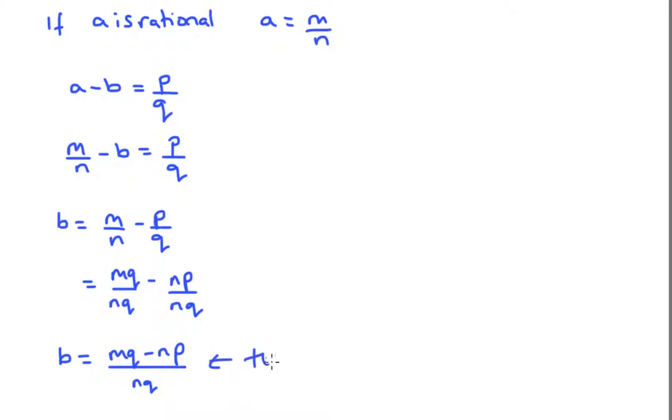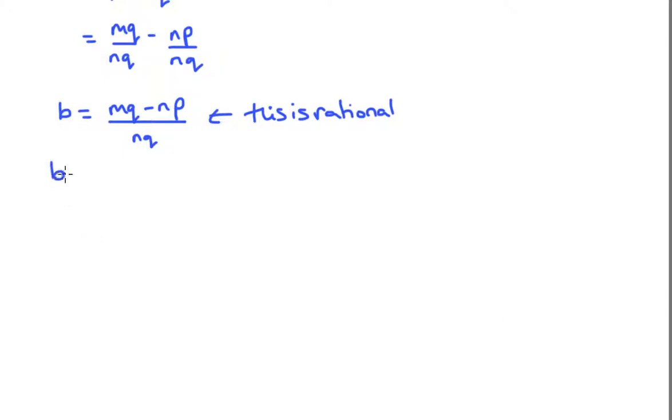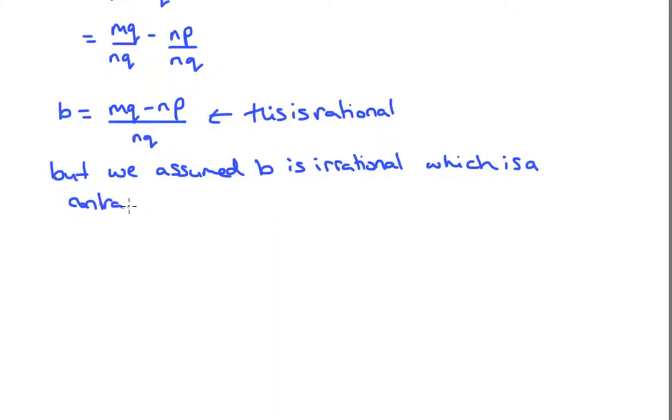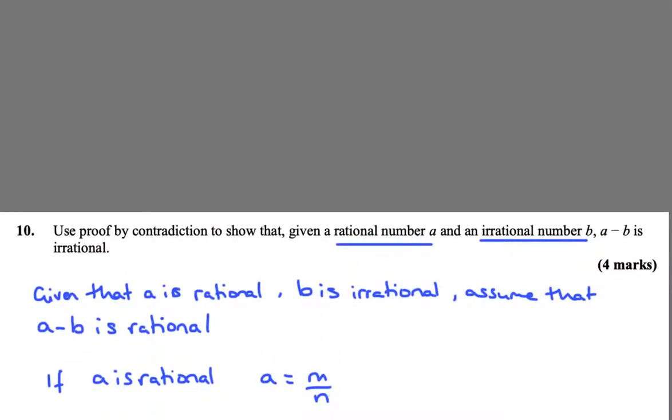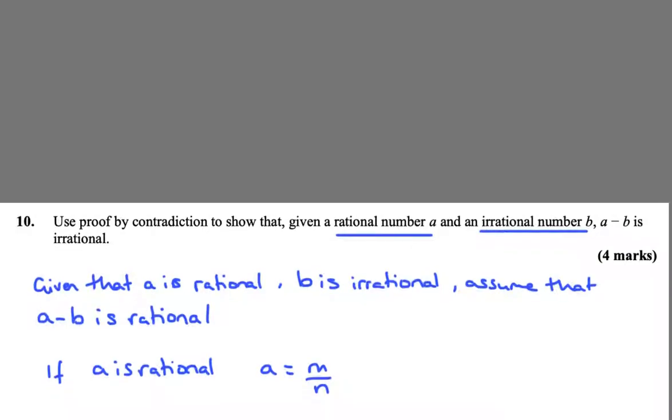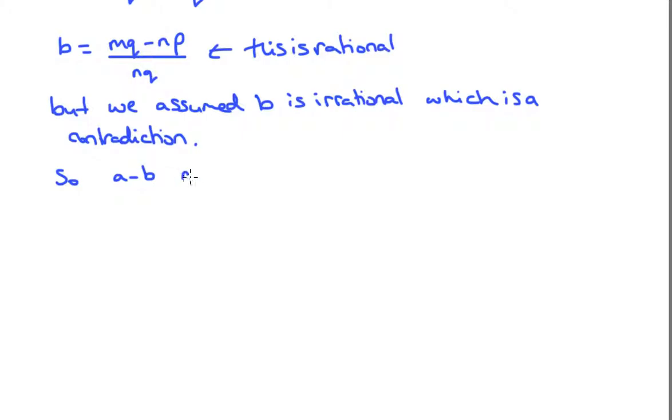So this is rational. But B isn't rational. Which means we've come to a contradiction. So to conclude, A minus B must be irrational if B is irrational.